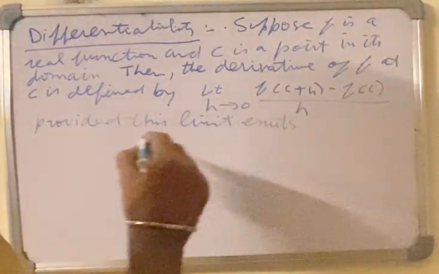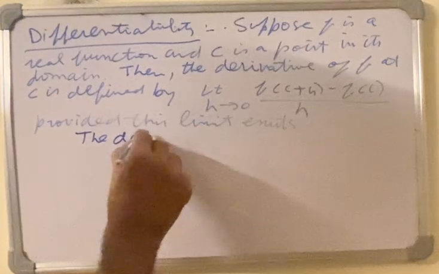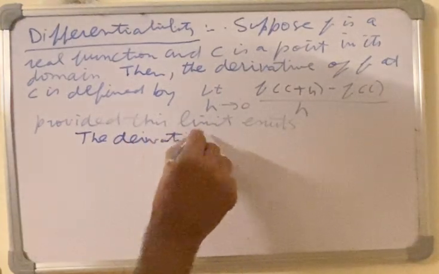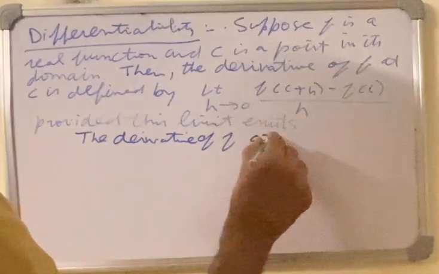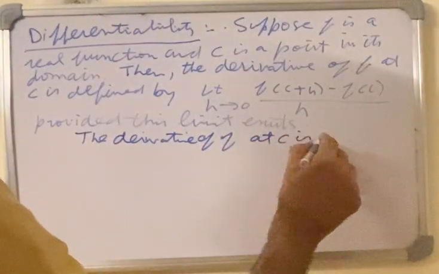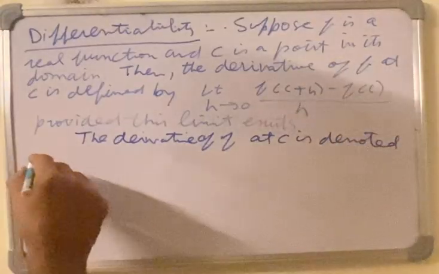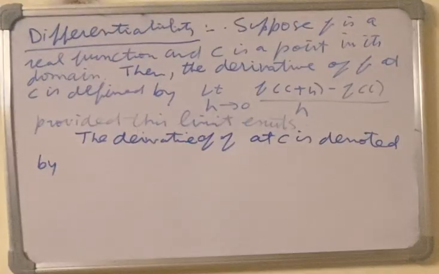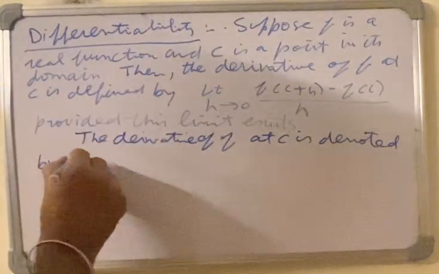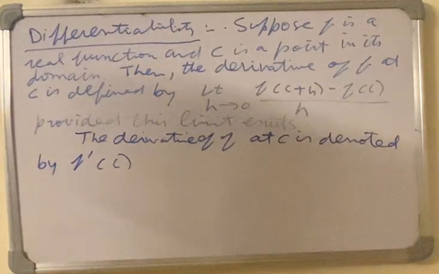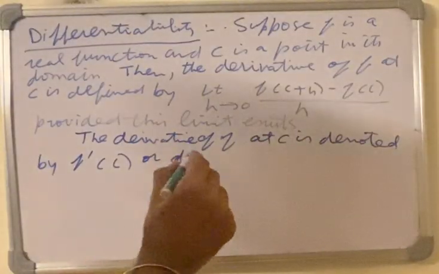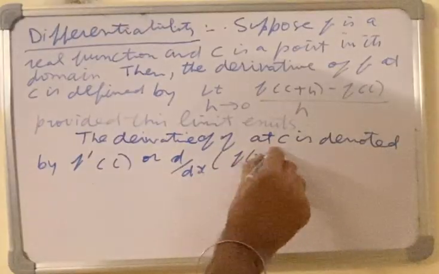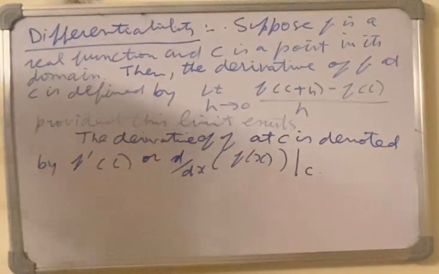The derivative of f at c is denoted by f dash c or d by dx f(x) at c.